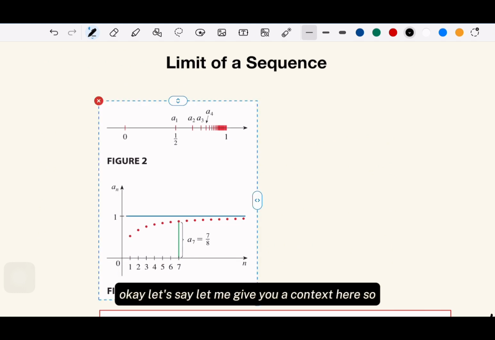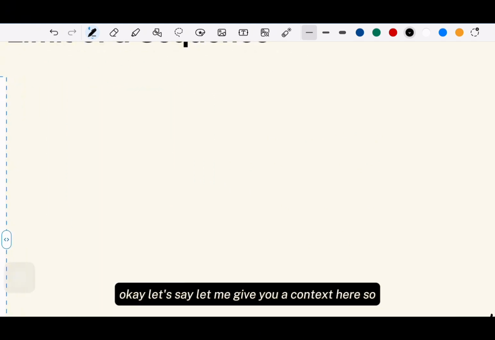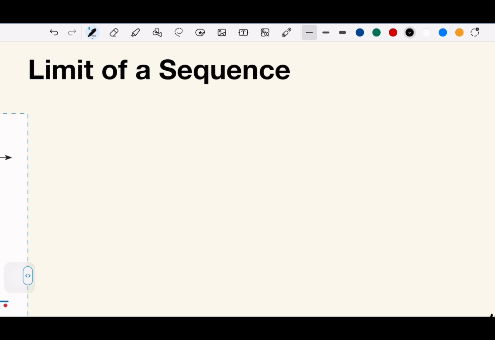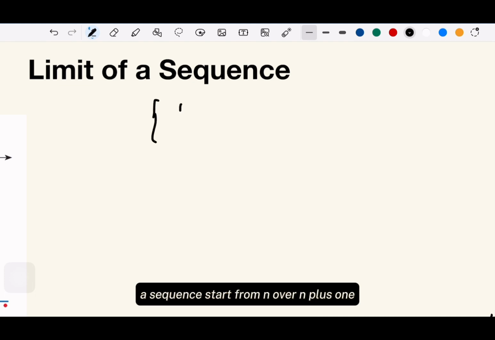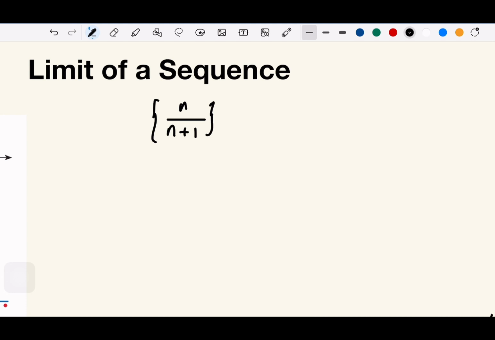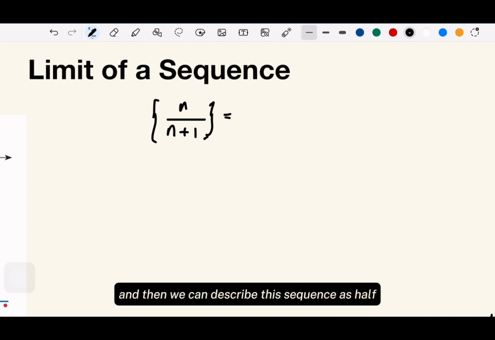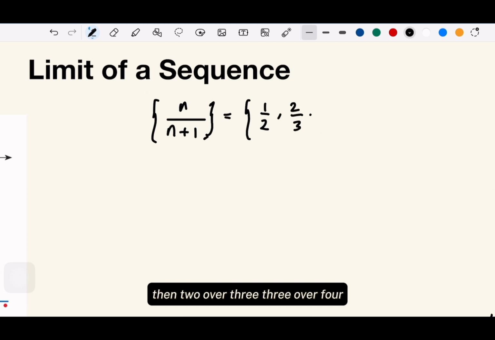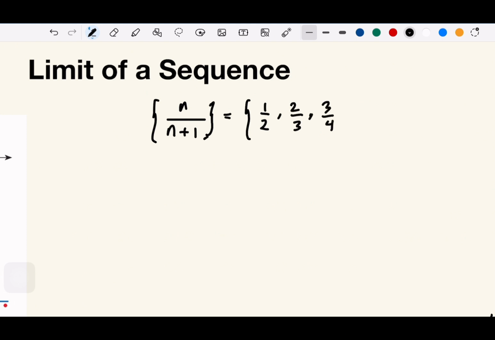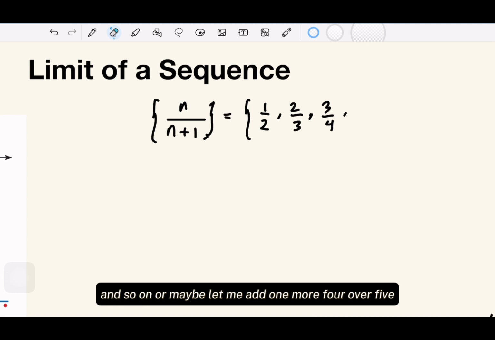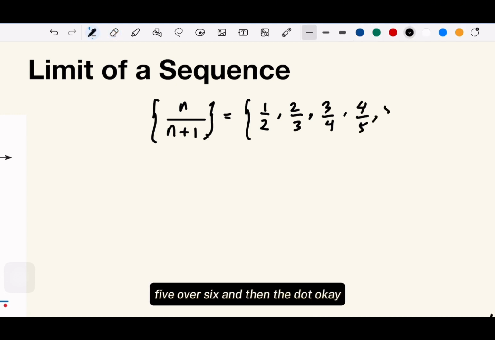Okay, let me give you a context here. Let's say we have a sequence that starts from n over n plus 1. And then we can describe this sequence as 1 half, then 2 over 3, 3 over 4, and so on. Or maybe let me add one more, 4 over 5, 5 over 6, and then dot dot dot.